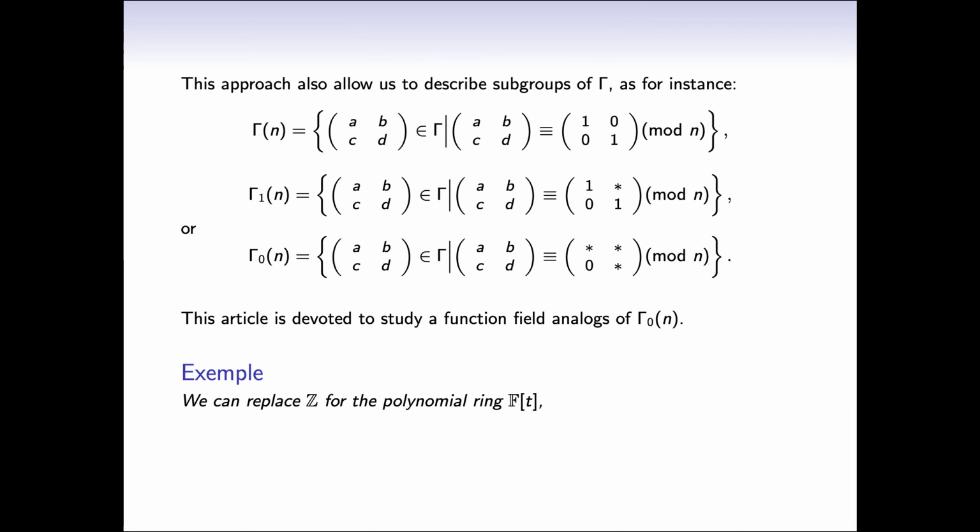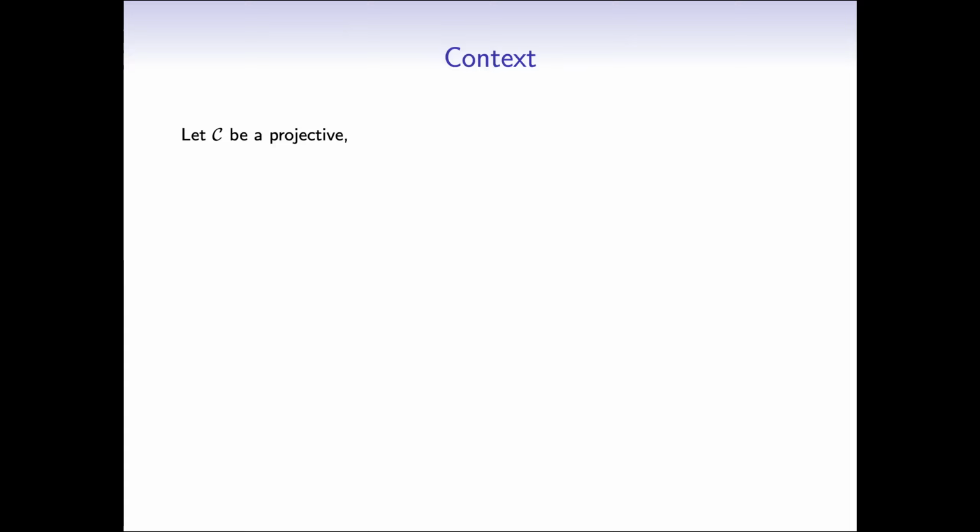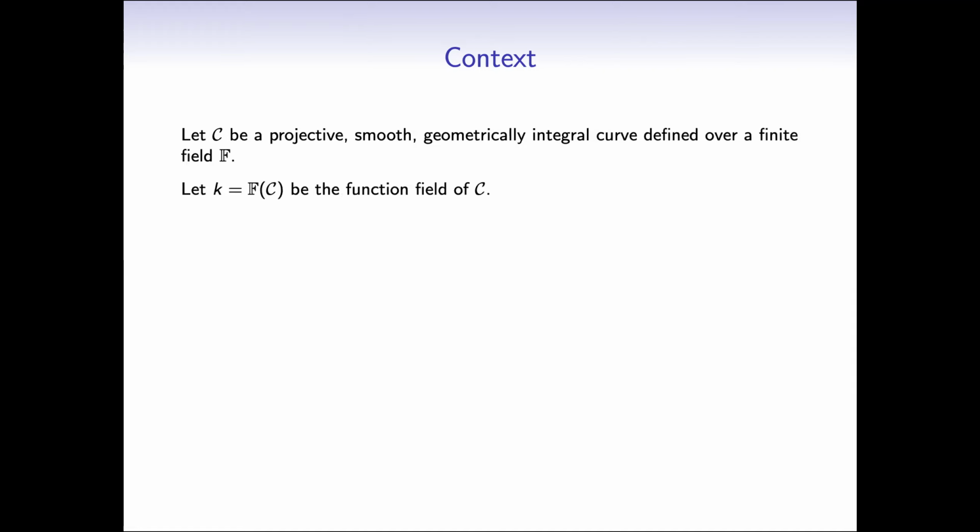For example, we can replace the integer numbers by the polynomial ring, and then we can describe the involved Hecke congruence subgroup. In order to formalize this idea, I will take a projective, smooth, geometrically integral curve C defined over a finite field. I will denote by F the function field of C. Then we can take a closed point of the curve.